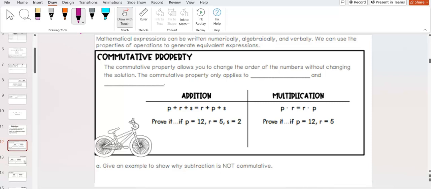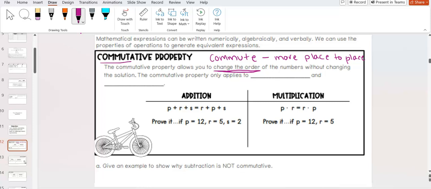Now, I remember the commutative property because of the word commute, which means to move from place to place. It's not probably the full proper definition, but that's how I remember that the commutative property has to do with moving and moving things around and changing the order. The word commute is in the word commutative property, so that's how I remember it.